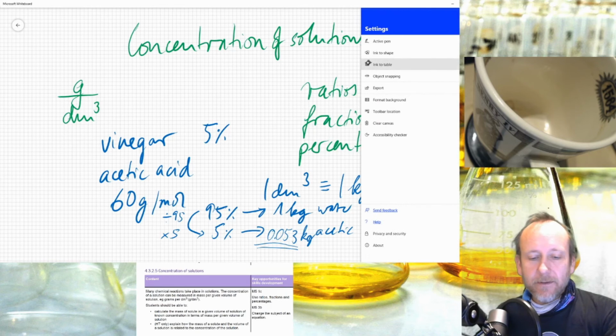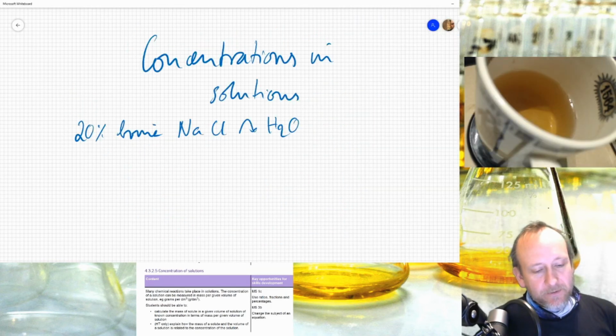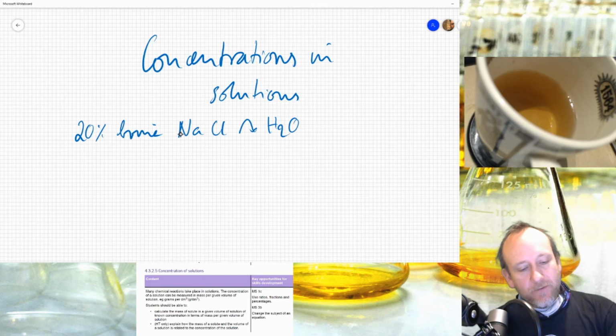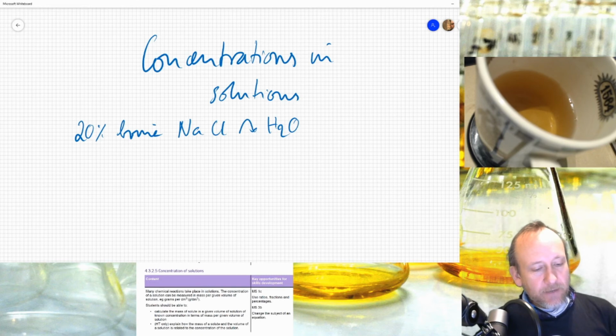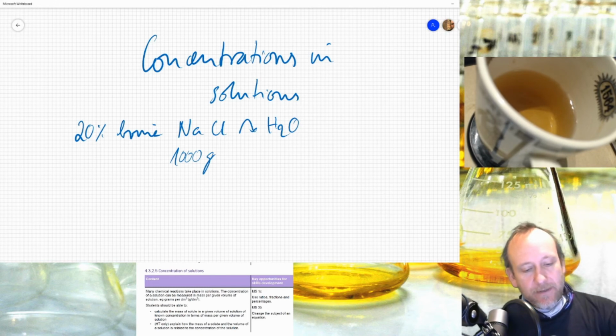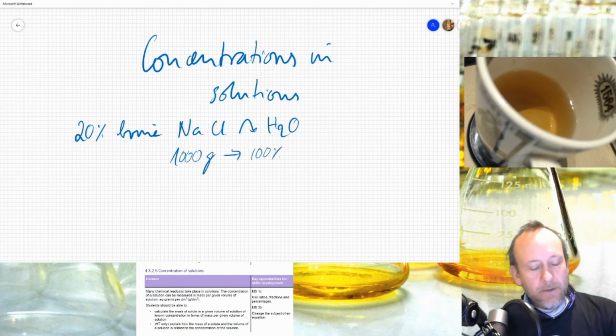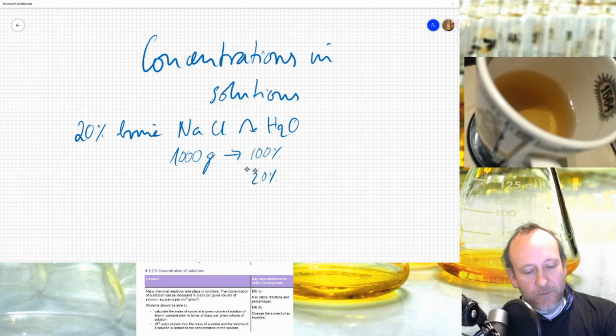Let's do another quick example. Let's say you want to make a 20% brine solution, which is sodium chloride, or table salt, dissolved in water. All you have to do is make sure that a fifth of your total mass at the end is sodium chloride. So how do you do that? Well, if you have 1,000 grams of solution, that's 100% of your solution, and 20% should be sodium chloride.